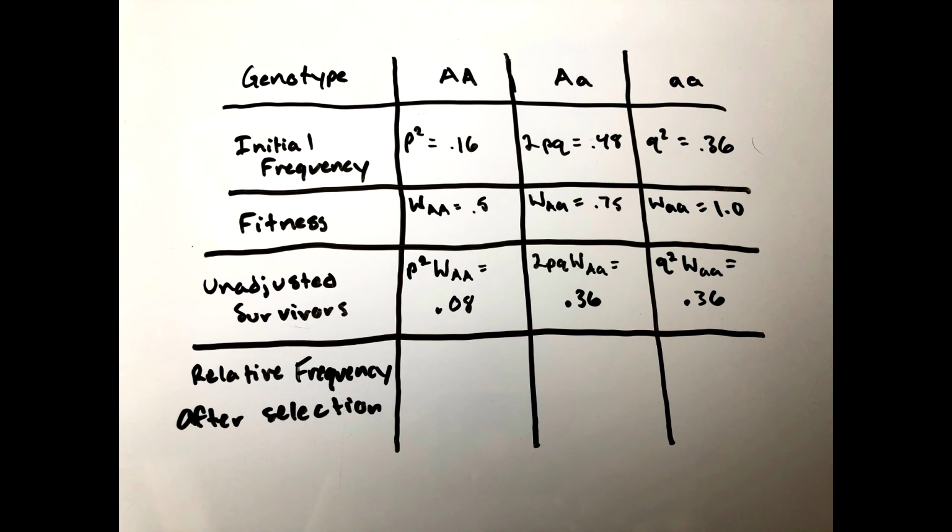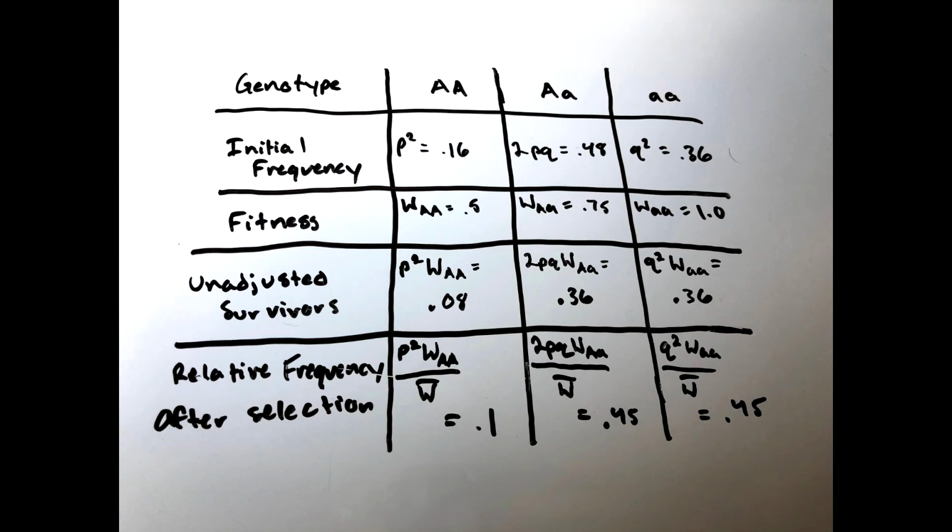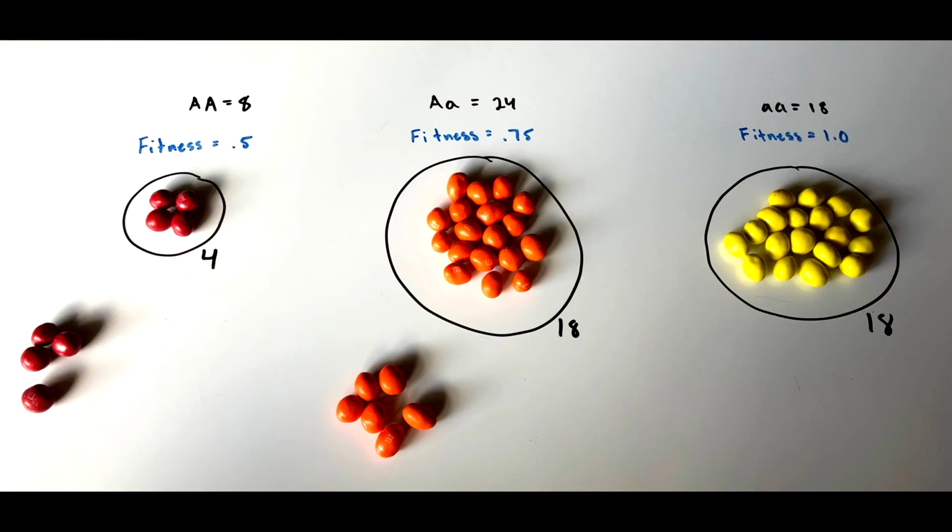The initial frequency multiplied by the fitness gives the unadjusted survivors of each genotype. Adding the unadjusted survivors from each group together gives the average fitness, W. Dividing the unadjusted survivors by the average fitness, W, then gives the relative frequency of each genotype after selection has occurred. Only half of the red M&M creatures were fit, 75% of the orange M&M creatures were fit, and all of the yellow M&M creatures were fit, so the unfit creatures are removed.